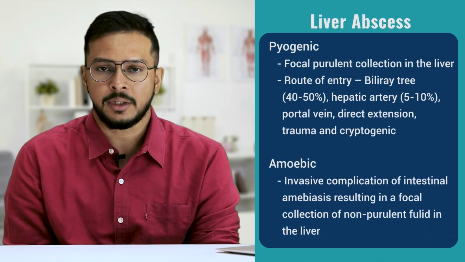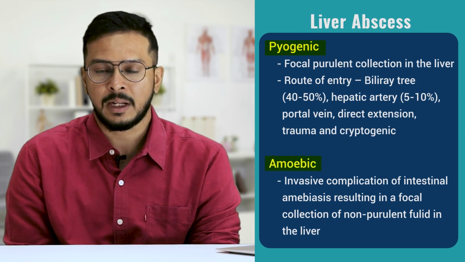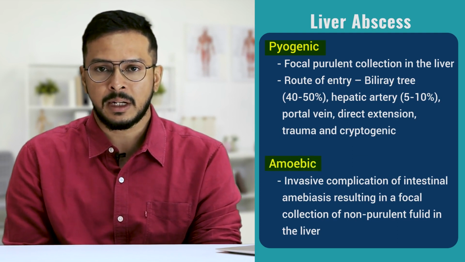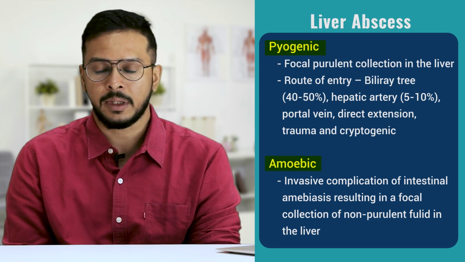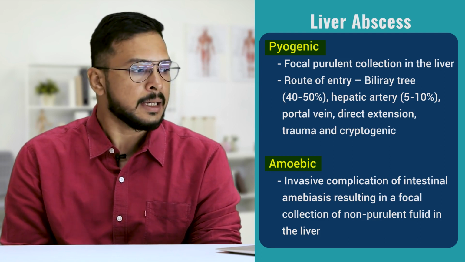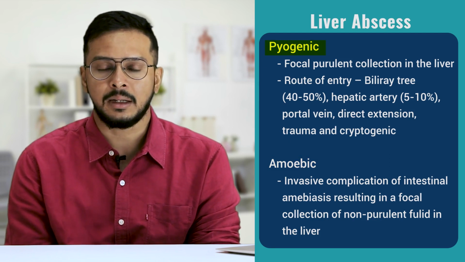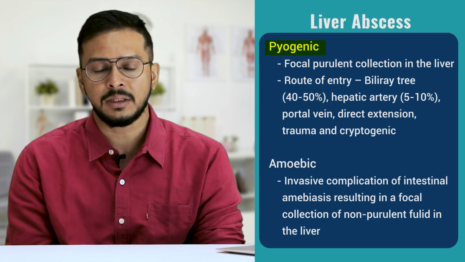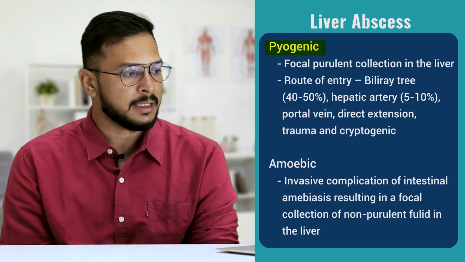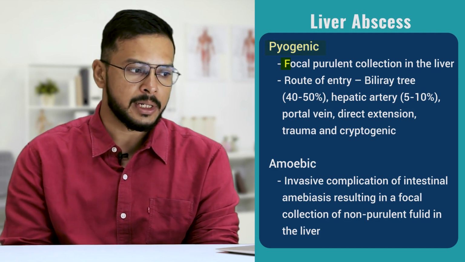So moving on to the individual topics, the liver abscess. The liver abscess can be broadly divided into pyogenic liver abscess and amoebic liver abscess, because in India, amoebic liver abscess is quite common and it's one of the endemic areas for amoebiasis. Pyogenic liver abscess is basically a bacterial infection of the liver where there is organized pus collection in the liver. So it is actually a focal purulent collection in the liver.